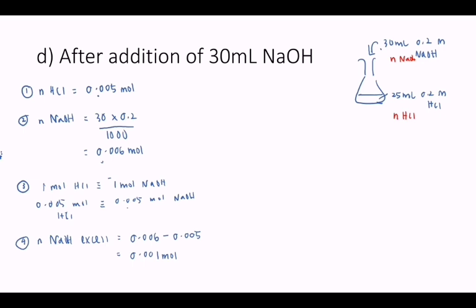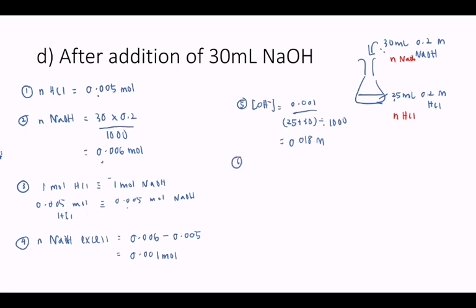So from here, from the excess number of mole, we can find the concentration of OH minus, the number of mole, divide with the total volume. So 25 plus 30, don't forget to convert into liter. So you will get 0.018 molar. So this is the concentration of OH minus.